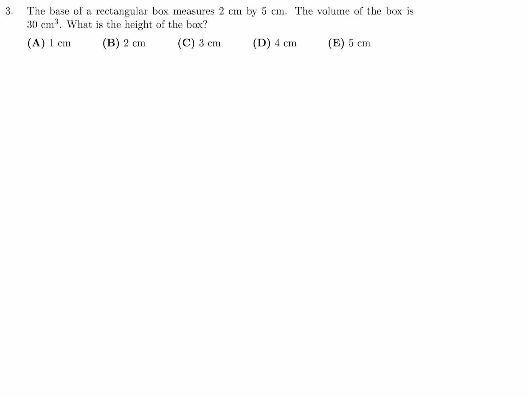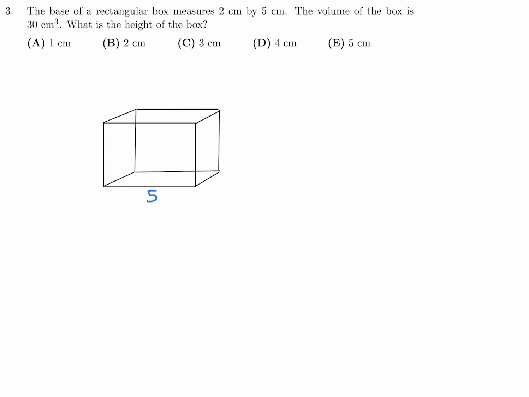The base of a rectangular box measures 2 by 5. The volume of the box is 30. What is the height of the box? So you have a box that the base is 5 and 2, and we have a height, of course.